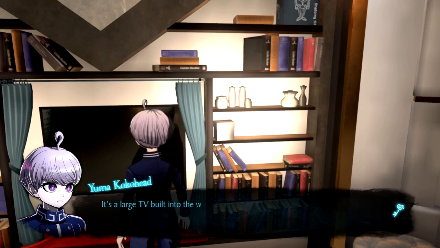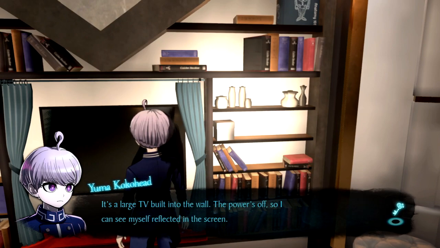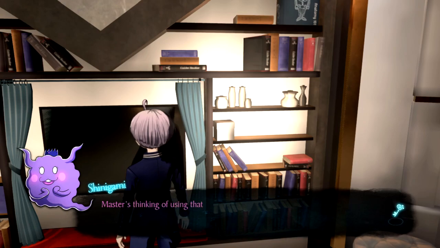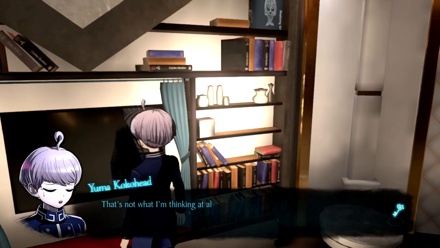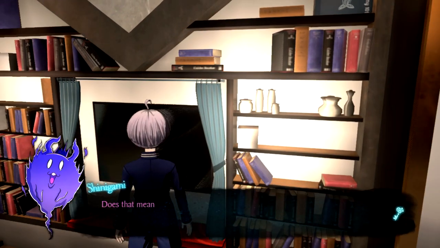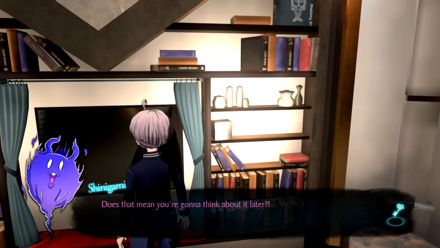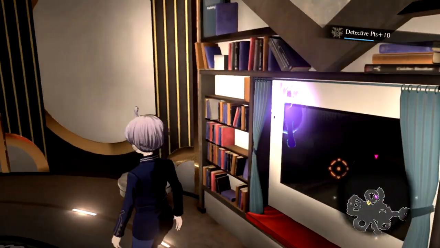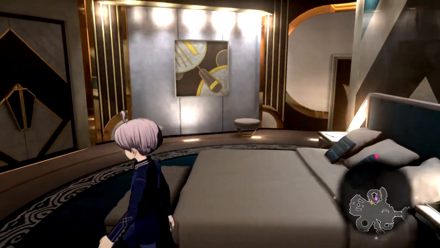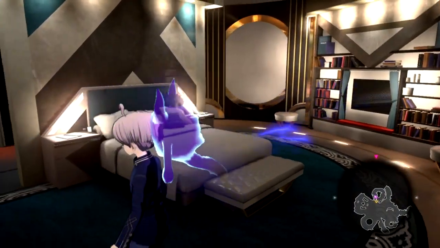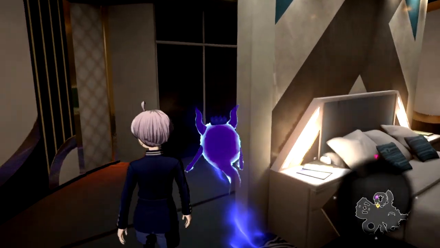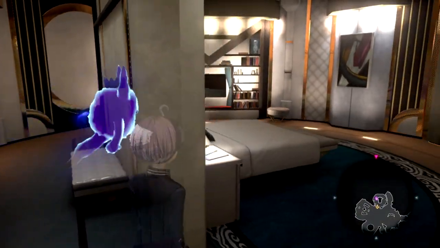This is... It's not that large a television. It's a large TV built into the wall. The power's off so I can see myself reflected in the screen. Master's thinking of using that giant screen to watch spicy videos. It's not what I'm thinking at all right now. Does that mean you're gonna think about it later? I think that's everything in this room. Take a quick look around just to be sure. Yeah, I don't see anything else.